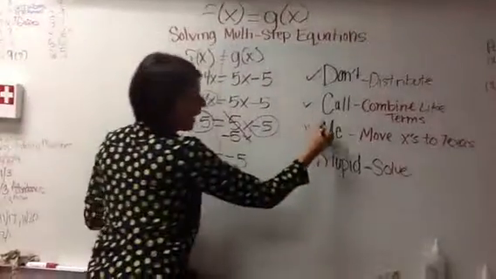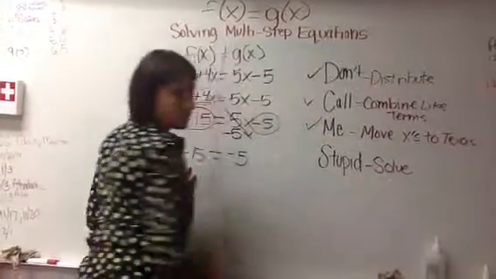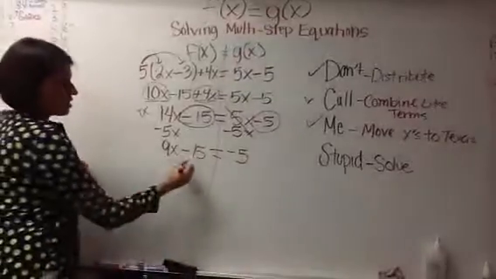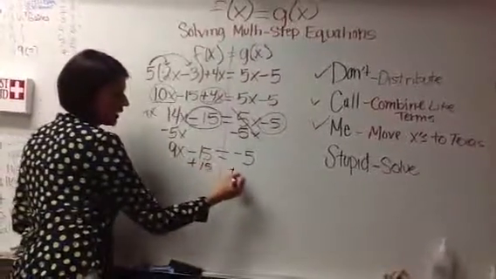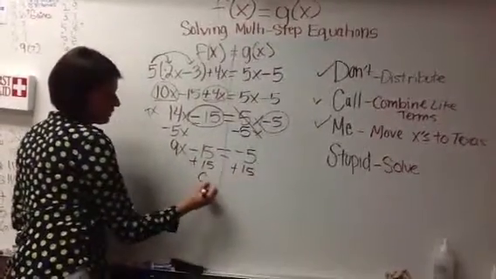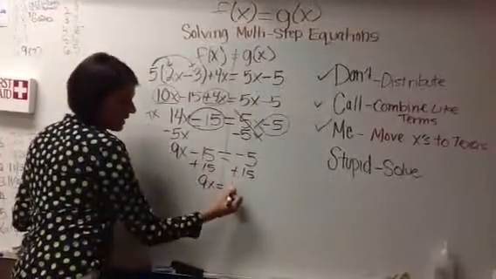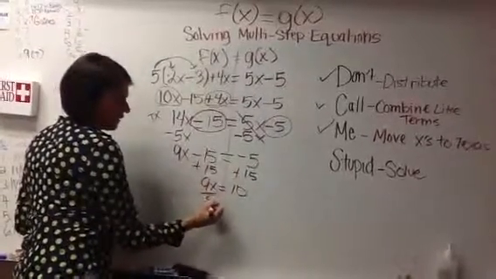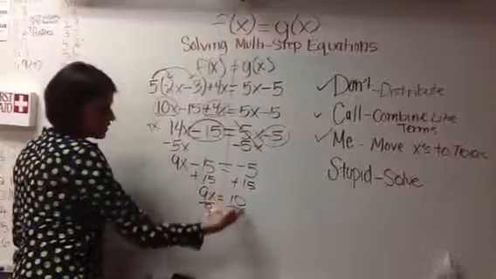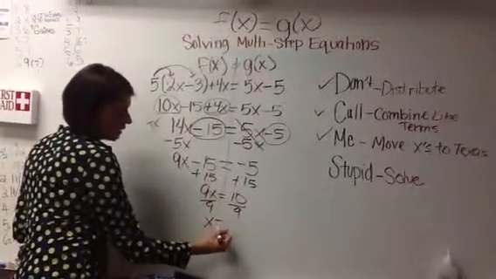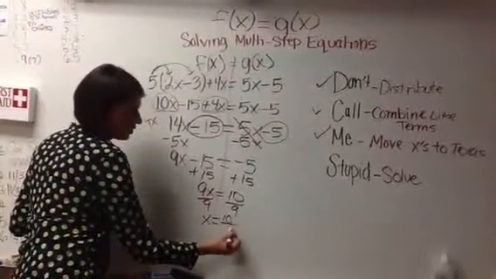Now I have a two-step equation I can solve. So I add 15 to both sides. That gives me 9x equals 10. Divide by 9. This does not simplify, so I can leave it as 10 over 9.